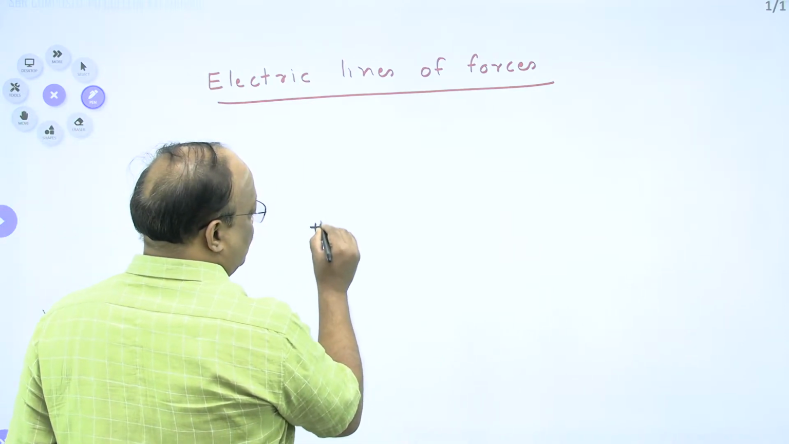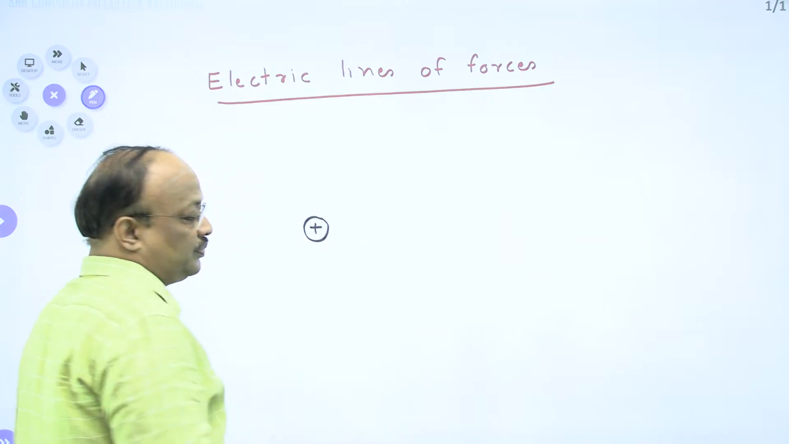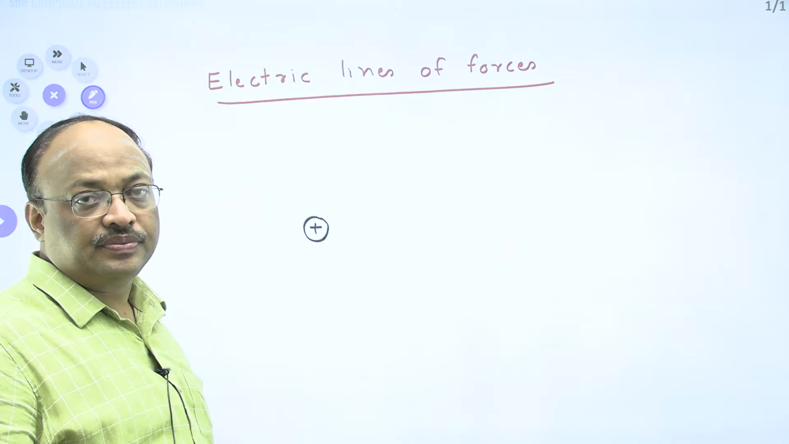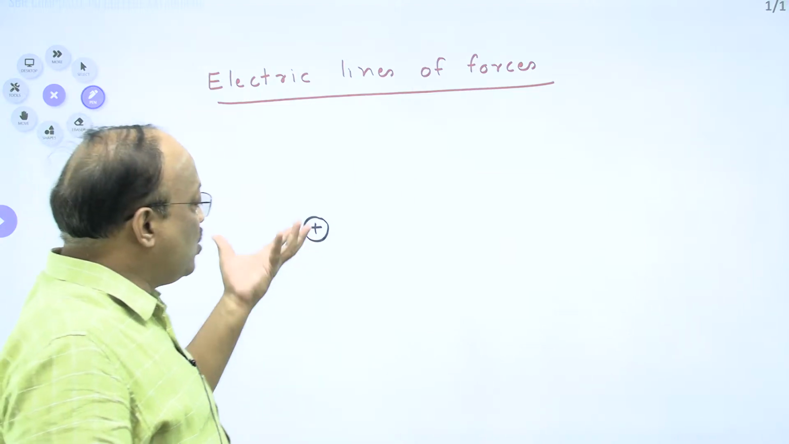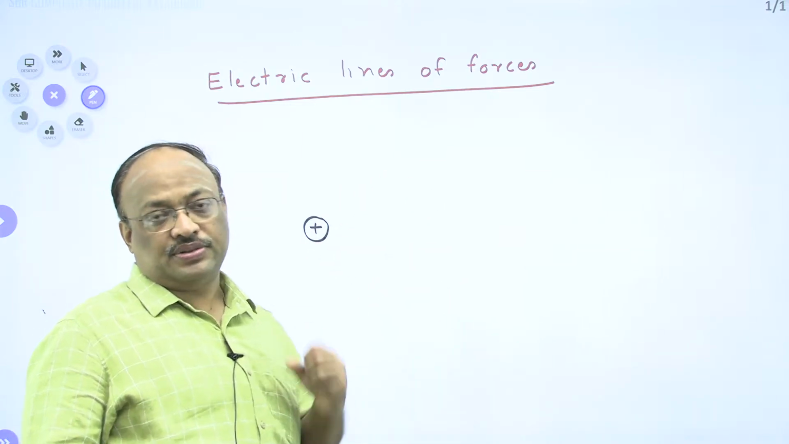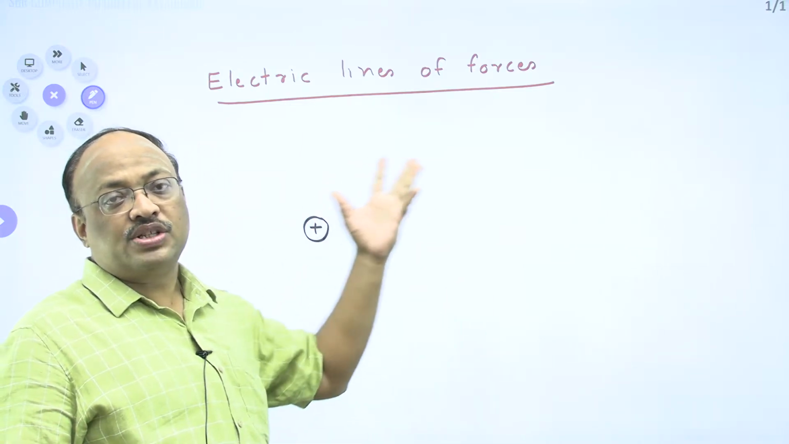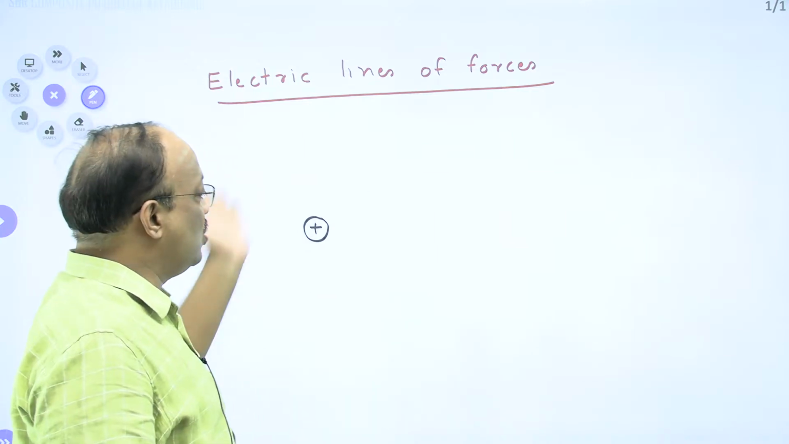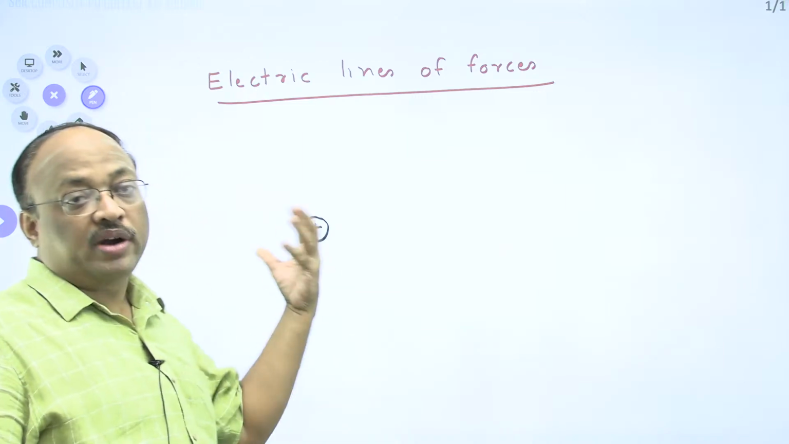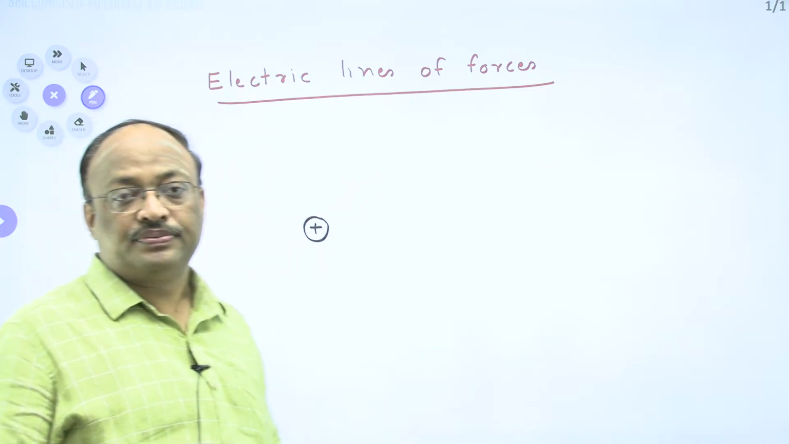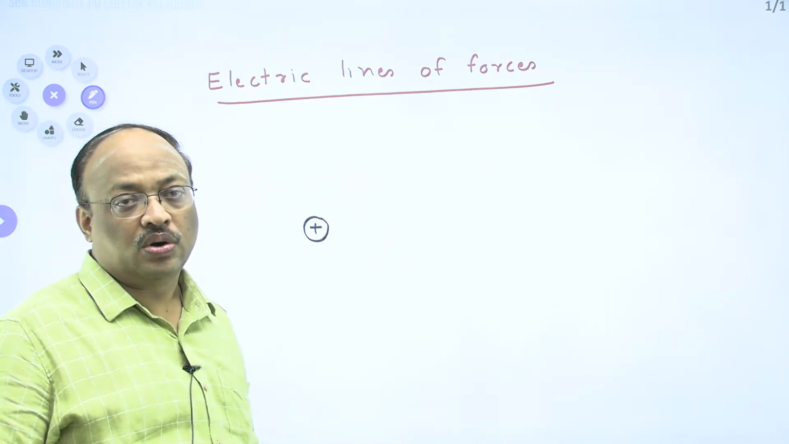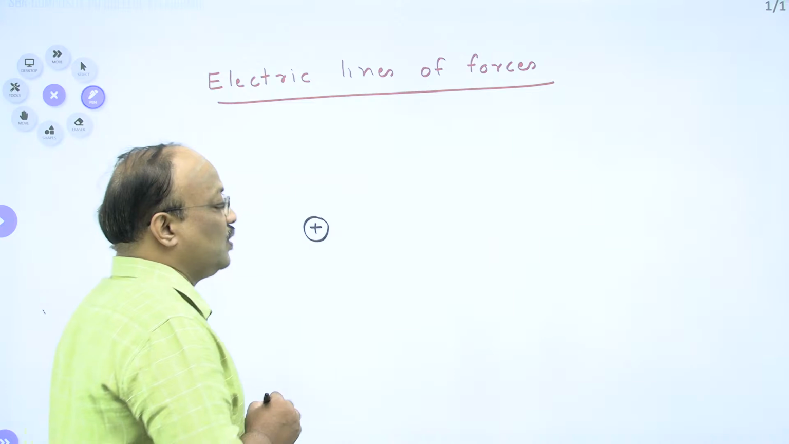If you have a positive charge here, an electric field will be there around it. But we want to visualize where the electric field is strong, what its direction is, and where it is weak. I want to know the electric field due to this positive charge, and to what extent it will extend. So for that, what do we have to do?